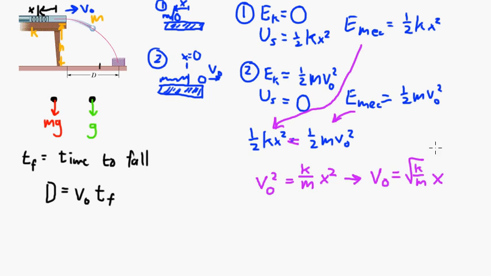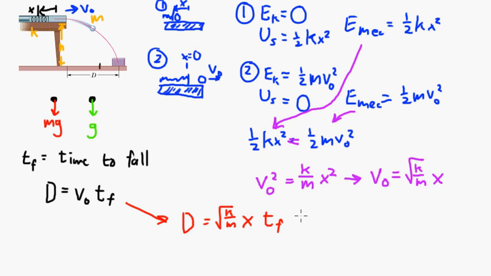Okay. Now, what can we do with this? Well, recall over here we found how v0 interacts with time of flight to determine the distance you can go. So we put those together. We're going to plug this value of v0 into here. So then you're going to get d equals square root of k over m times x times the time of flight.